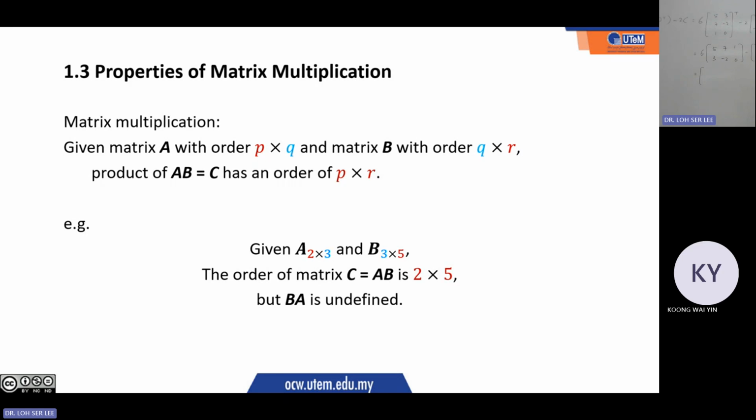But if you swap the order, B times A, B is 3 by 5, A is 2 by 3. But the 5 is not the same as the 2 here. So that means BA is undefined.